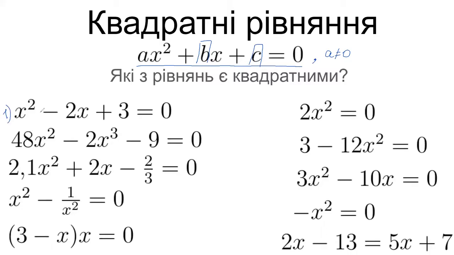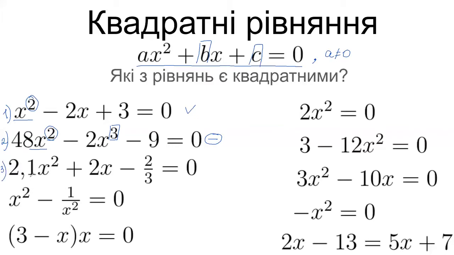So first one, x squared minus 2x plus 3 equals 0 is a quadratic equation because you have x squared. It's easy, yeah? So let's see the second one. 48x squared minus 2x cubed minus 9 equals 0. You also have x squared here. Look at this. You have x cubed, which is greater than x squared. So that means that it's not a quadratic equation.